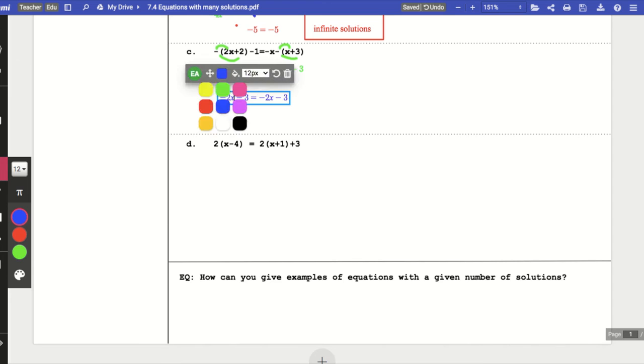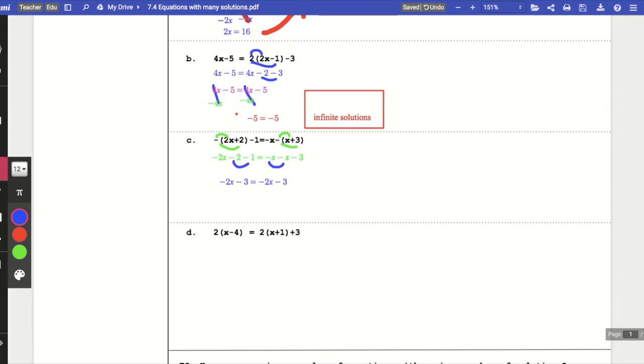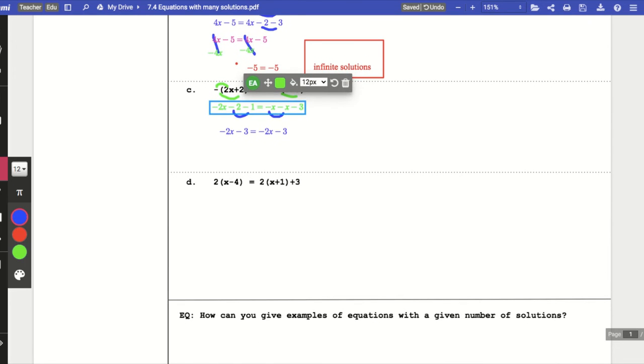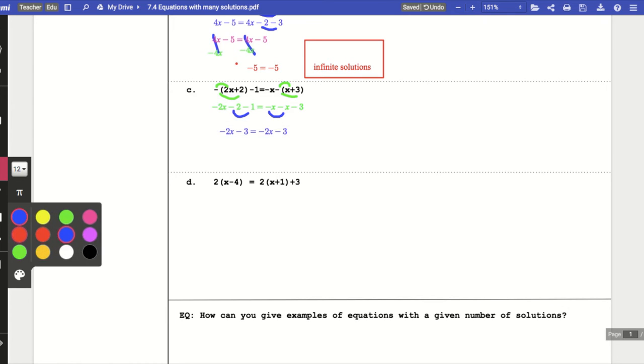Now, maybe you're noticing this, but I have the same equation on both sides again. So at this point, if you look up above, we had the same equation on both sides. You can say that this is infinite solutions because it is the same thing on the left as it is on the right. But if you're not comfortable with that, you can go ahead and go to the next step, cancel your variables just to make sure.